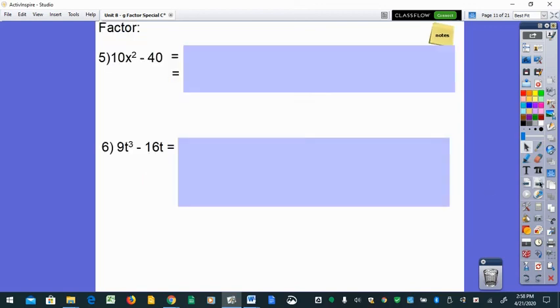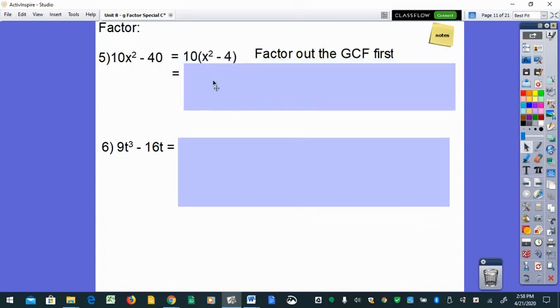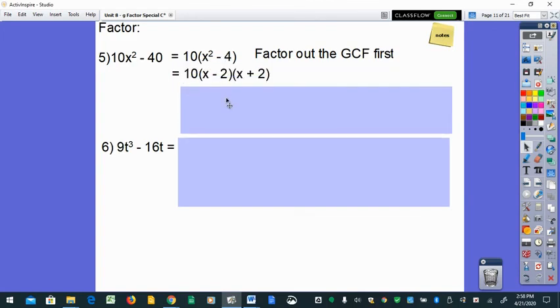Here's two more. I want to have you pause the video and see if you can do those. Again, it's not a difference of two squares if these aren't perfect squares, so look for a GCF. They're both divisible by 10. The minute I pulled out that 10, I got a difference of two squares. I got an x plus 2 and an x minus 2, and the 10 comes along for the ride.